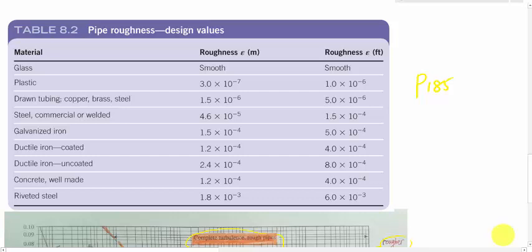Okay, this is about the Moody diagram, and in my next video I'm going to give you an example showing how to use the Moody diagram and also the equation we gave you today in an example.